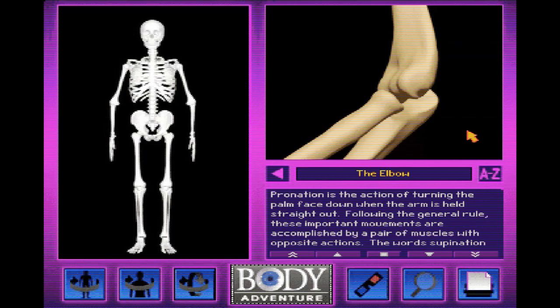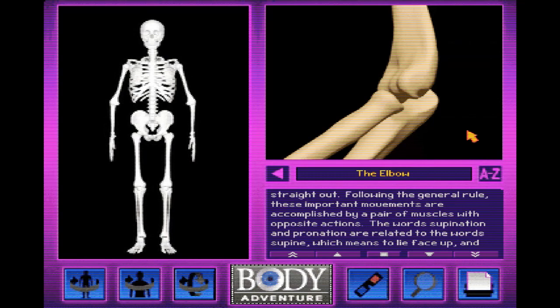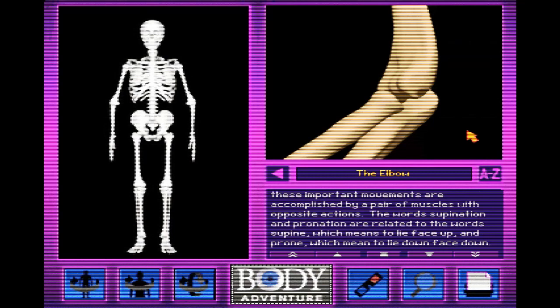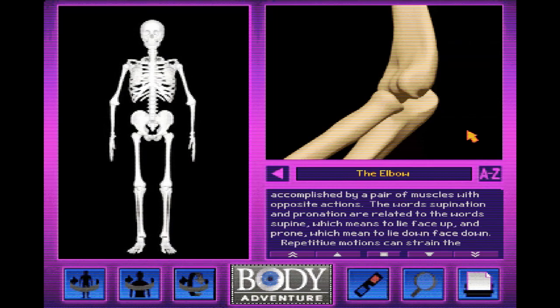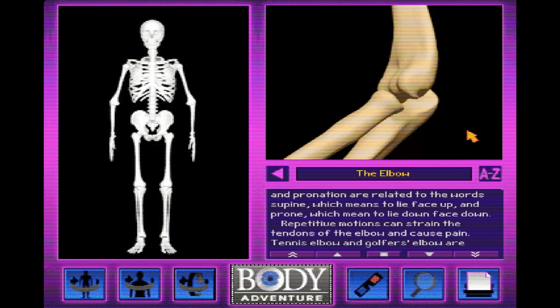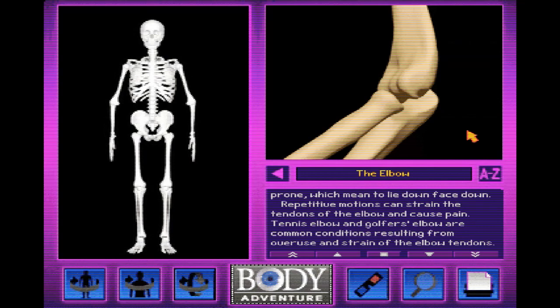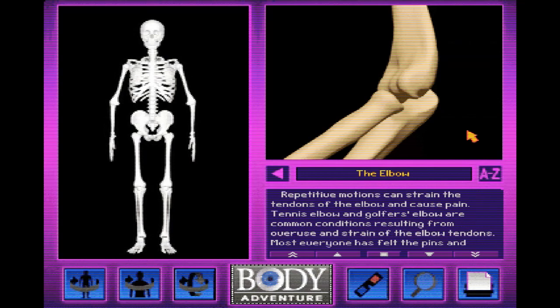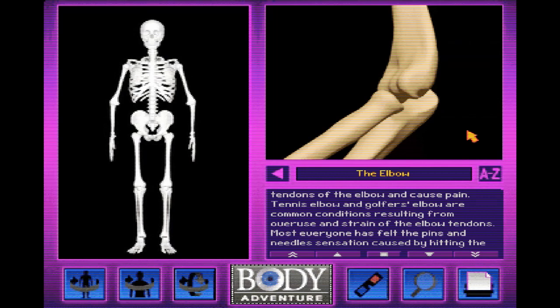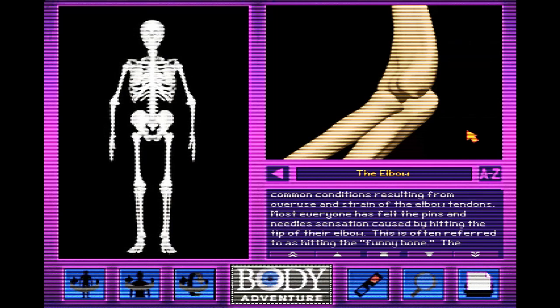Following the general rule, these important movements are accomplished by a pair of muscles with opposite actions. The words supination and pronation are related to the words supine, which means to lie face up, and prone, which means to lie face down. Repetitive motions can strain the tendons of the elbow and cause pain. Tennis elbow and golfer's elbow are common conditions resulting from overuse and strain of the elbow tendons.